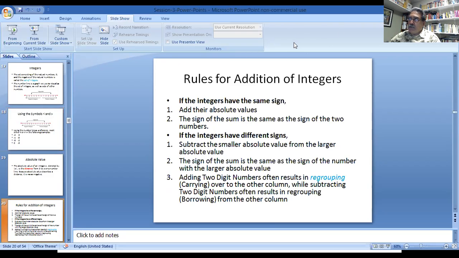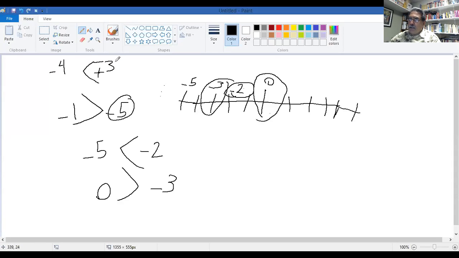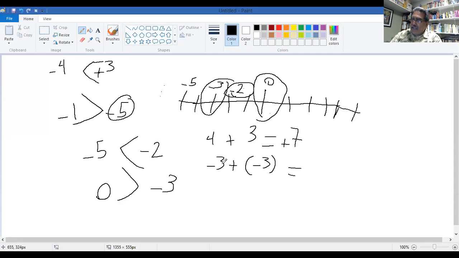Now let me show it again here on my pad. If I'm adding two numbers, 4 plus 3, they both have the same sign, positive, so the answer would be +7. If they are both negative, -3 plus -3, add their absolute values, 3 and 3 is 6, and then put the sign, because they have the same sign.